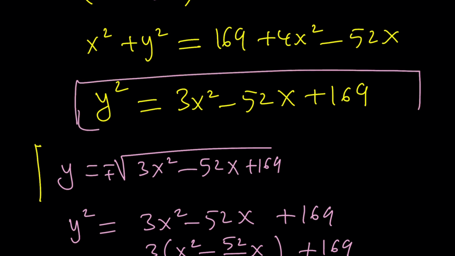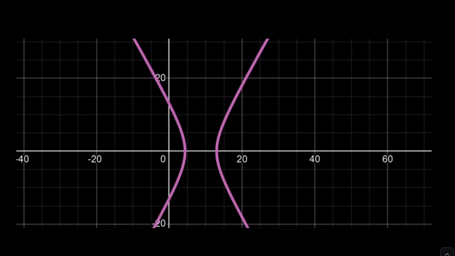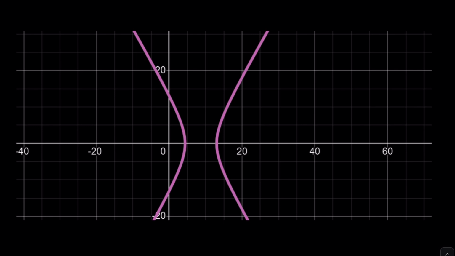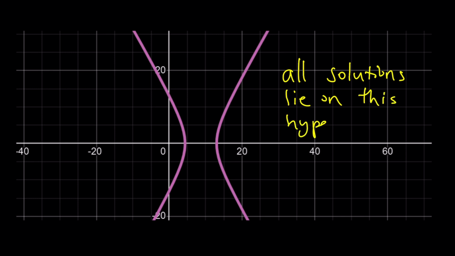And here's the graph. Are you ready? Ta-da! The graph is, what does that look like to you? It is a hyperbola. Yes, that's what happens when you have an equation like that. In other words, all solutions to the equation that I gave you lie on this hyperbola. Hyperbola spelled with an A, right? Not with an E. That's hyperbole. That's a different word. Anyways, this brings us to the end of this video.